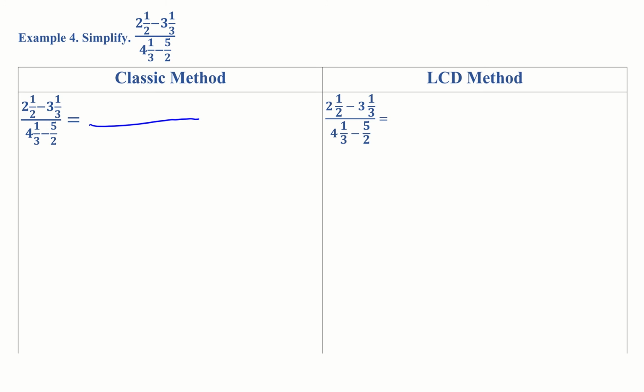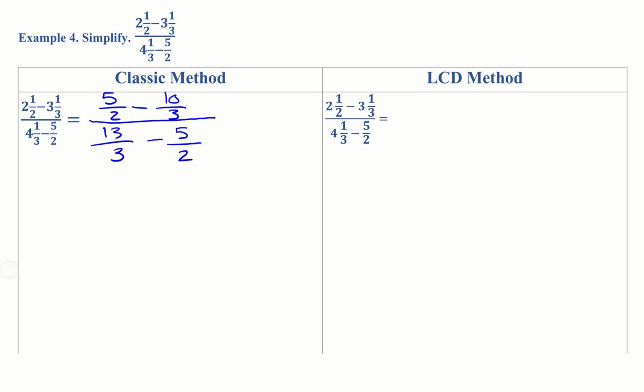So 2.5, we know we need to multiply 2 times 2, which is 4, add to 1, which is 5, so we get 5 over 2. Let's see if we can do a better fraction line. So we get 5 over 2 minus, now here 3 times 3 is 9 plus 1 is 10, so minus 10 over 3. Down below we have 4 times 3 is 12 plus 1 is 13, so we get 13 over 3 minus 5 over 2.